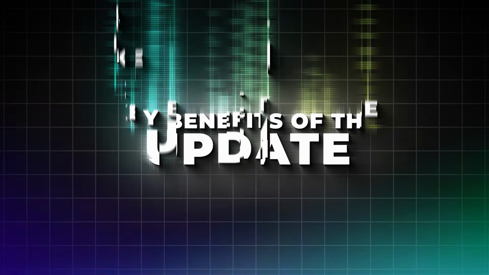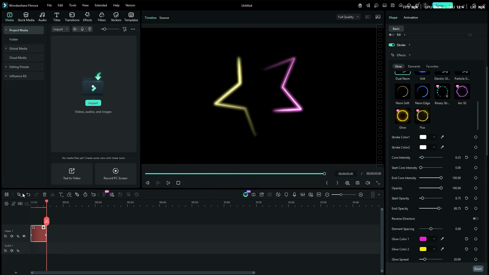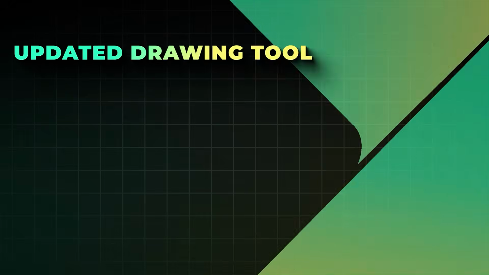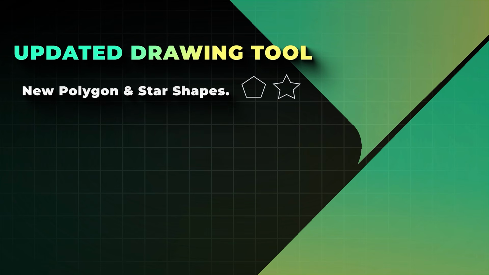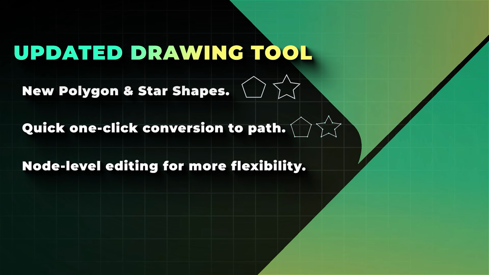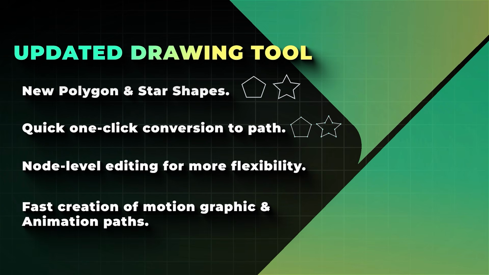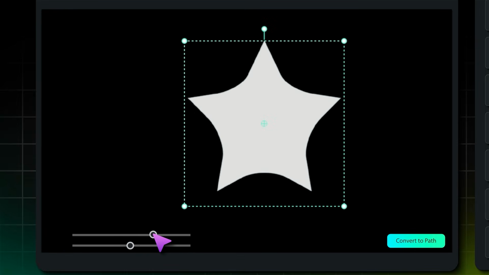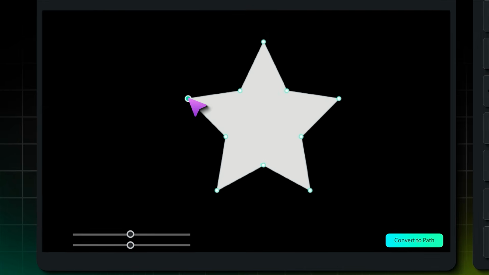Key benefits of the update. The updated drawing tool brings several improvements: new polygon and star shapes, quick one-click conversion to path, node-level editing for more flexibility, faster creation of motion graphics and animation paths. This bridges the gap between simple shapes and advanced path editing. With these updates, Filmora 15.3 makes it much easier to create custom graphics and animation paths directly inside the editor.